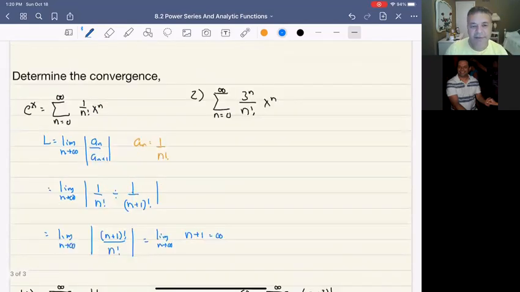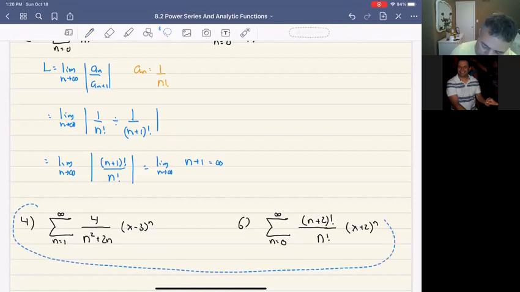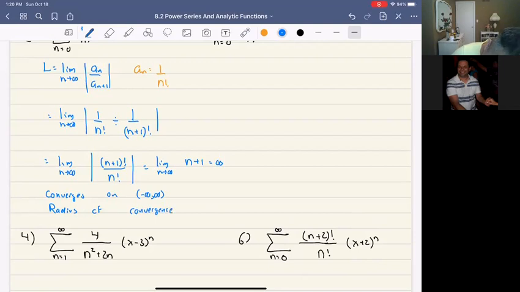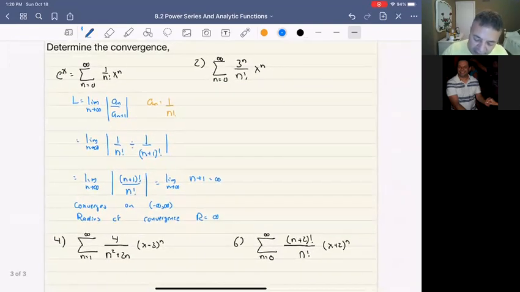Okay, so the radius of convergence here is from negative infinity to infinity, or that's the interval of convergence, sorry. And its radius of convergence, let's call it r, equals infinity. Okay. All right, let's take a look at number 2 here.